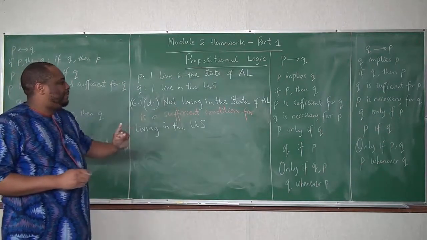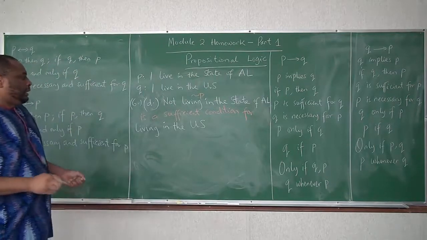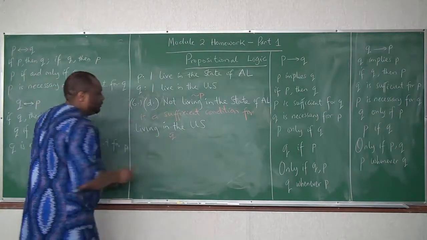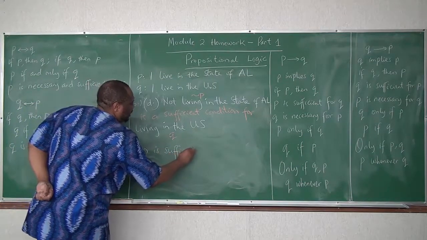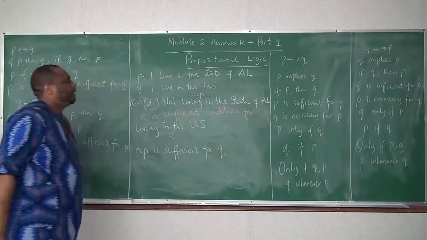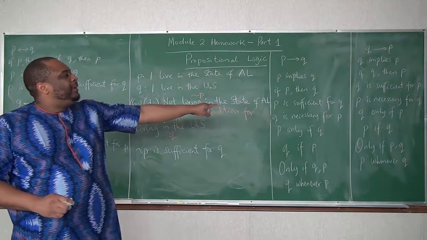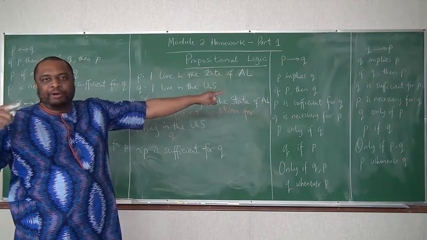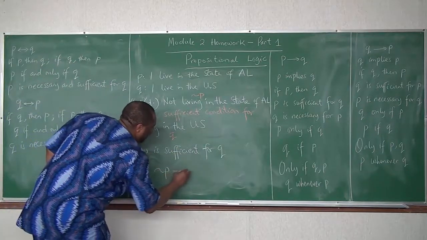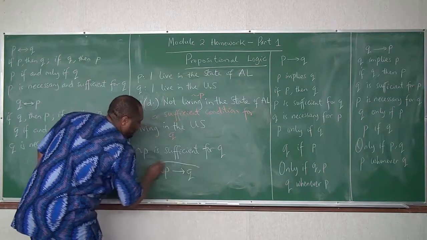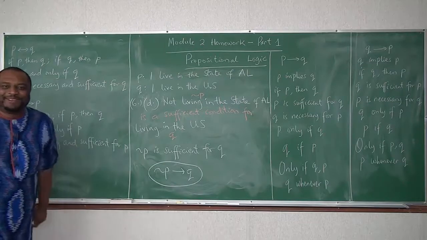Here, not living in the state of Alabama is not P. It's a sufficient condition for living in the US, which is Q. So you see, not P is sufficient for Q. Now you look at P is sufficient for Q. P is sufficient for Q is P conditional Q, P arrow Q. So not P is sufficient for Q is not P arrow Q. And that's the answer. It's pretty straightforward, right?